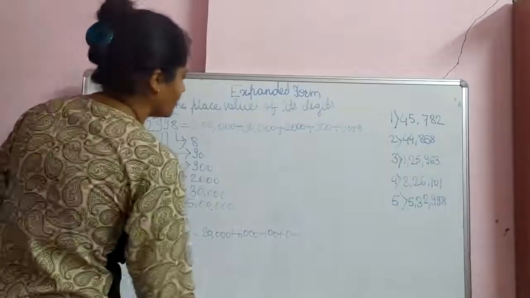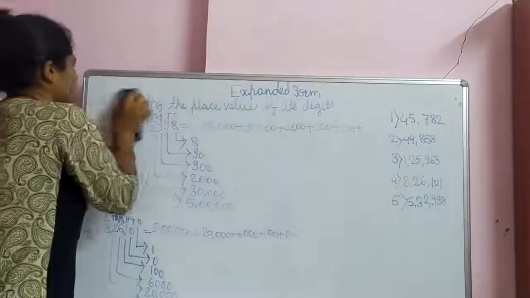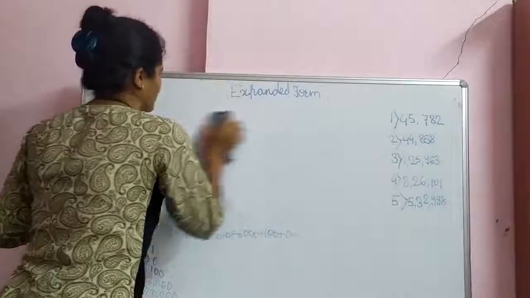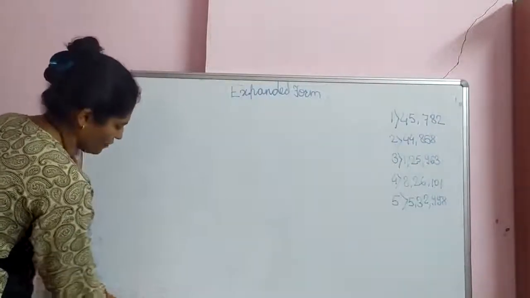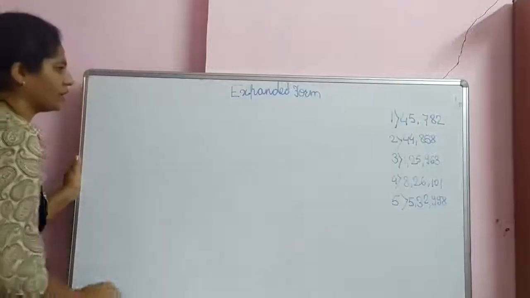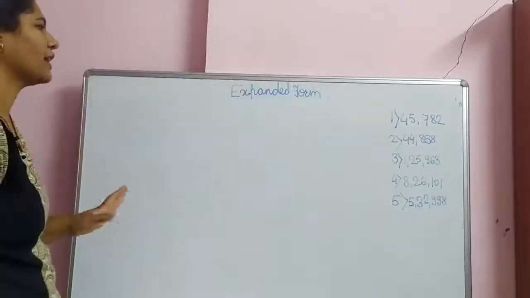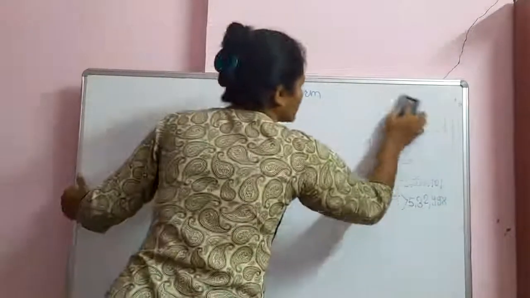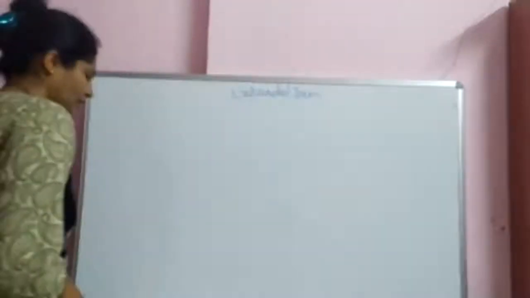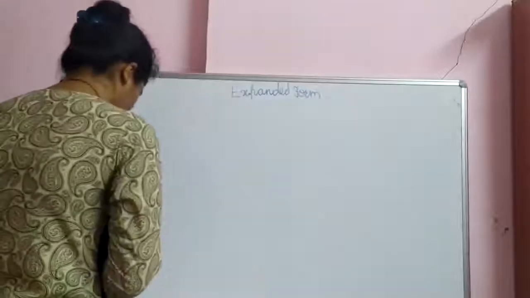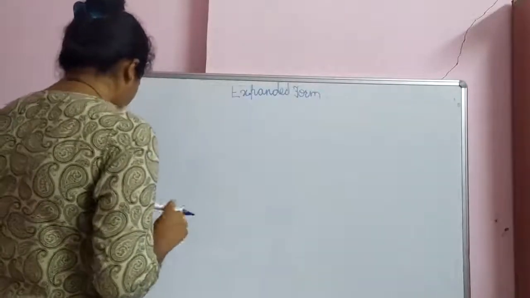So now today we will see our next topic. What is our next topic? Here we wrote the expanded form. But in the next topic we have to write the standard numeral. The expanded form is given, and by using that expanded form we will write the standard numeral. So we see one example.